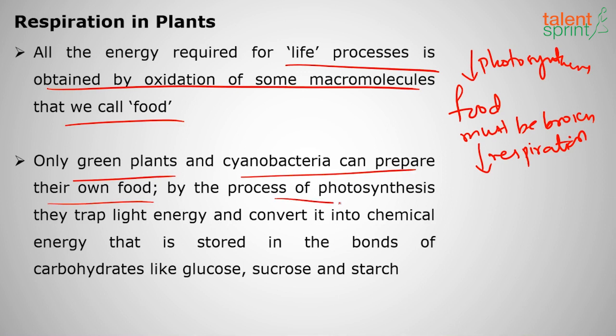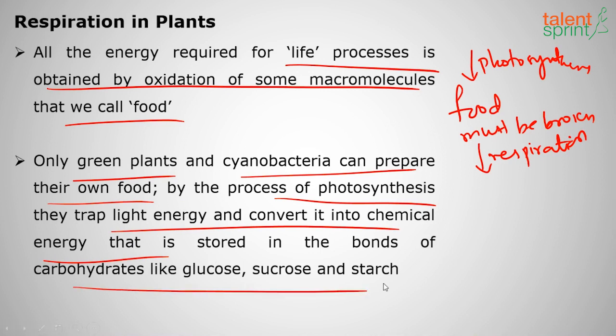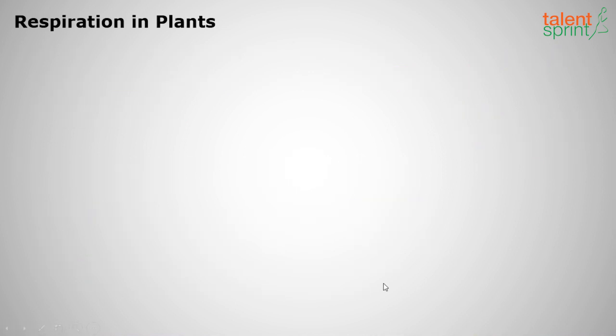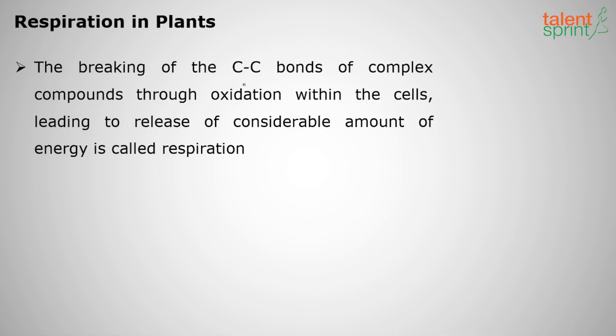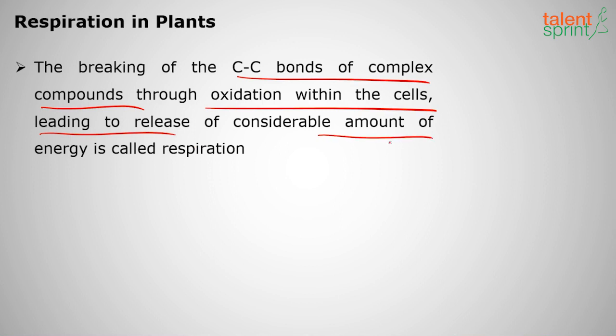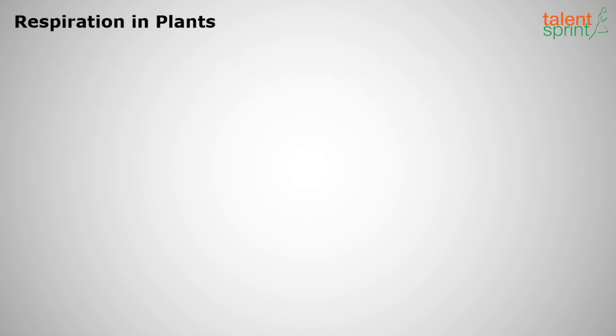We have already seen the process of photosynthesis: trapping the light energy and converting it into chemical energy, which is stored in the bonds of carbohydrates like glucose, sucrose and starch. Next, the breaking of carbon-carbon bonds of complex compounds through oxidation within the cells, leading to the release of a considerable amount of energy, is nothing but respiration. So whatever food we got from photosynthesis must be broken down so that energy will be released. This process is called respiration.